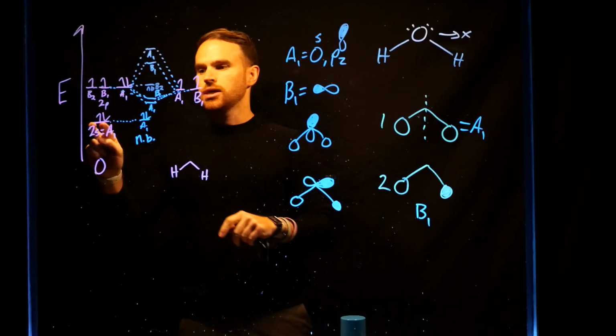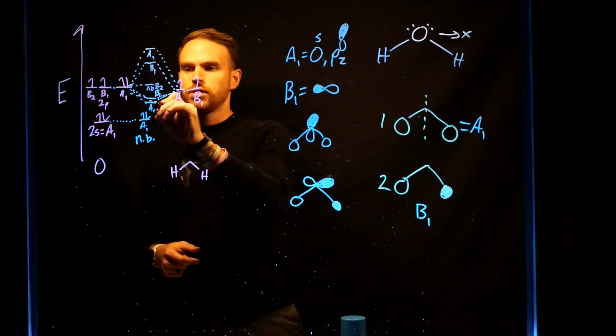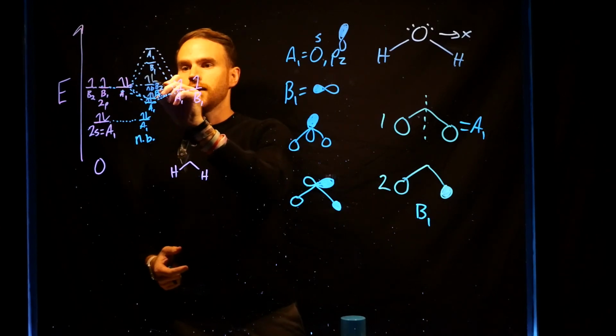So we still have our same number of electrons. 6 plus 2 is 8, which we've already placed 2 in there. Now we'll place 2 more there. That's 4, 5, 6, 7, 8.